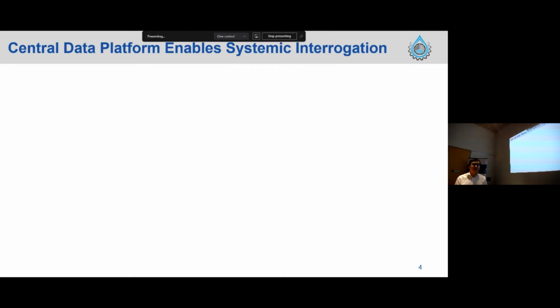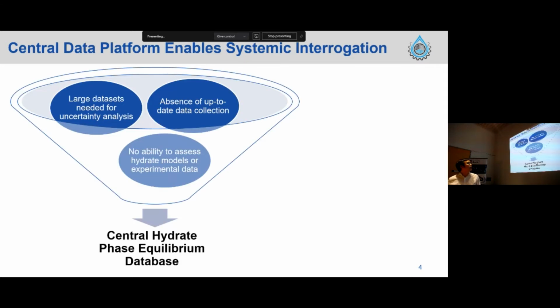At the beginning of this project, one of the main motivations was that there was not really much of a centralized hydrate phase equilibrium experimental database. We need a large central repository, because large data sets are important for analyzing the quality of experimental data as well as hydrate models. Without an up-to-date collection of experimental data, we don't have the ability to assess hydrate models or experimental data.